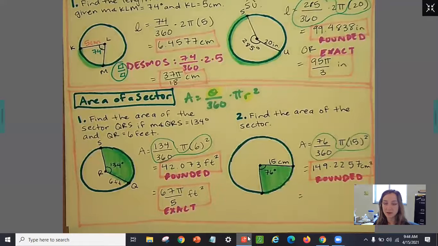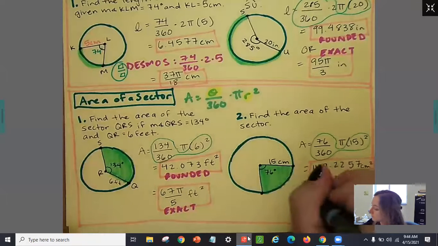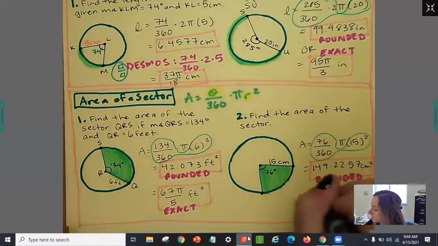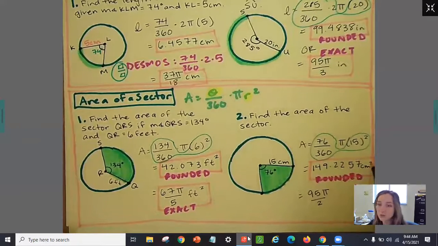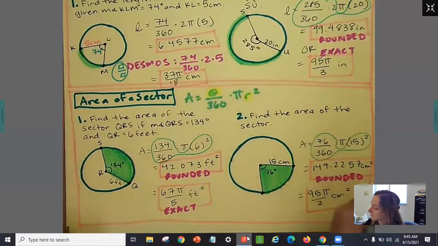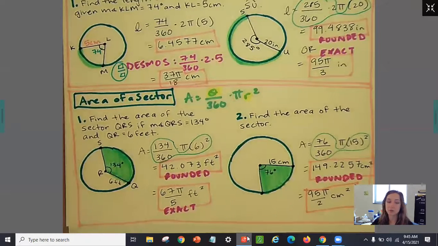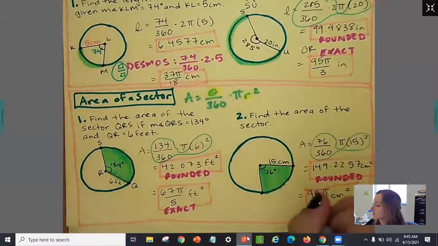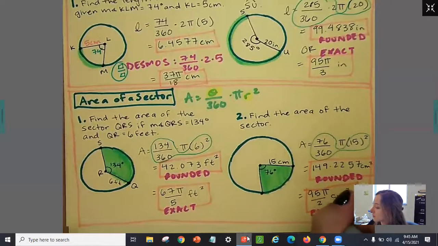Okay, 95 pi divided by 2. And this is still going to be centimeters squared because we're still squaring the 15, which had the units on it right there. So centimeters squared. And again, this is your exact answer. And this is going to be used more so in higher level courses, such as pre-calc or calculus.